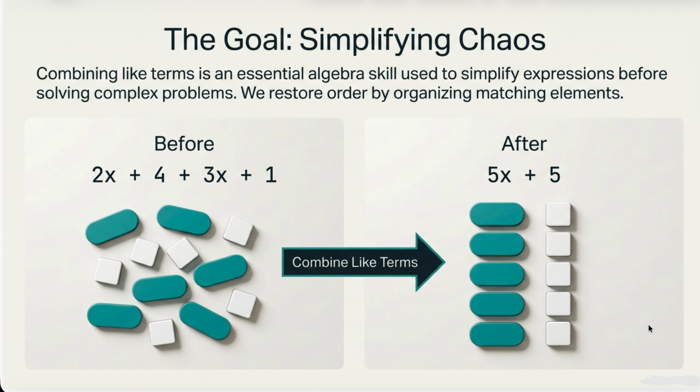The goal of combining like terms is to clean up the expression by grouping matching parts together, aka simplifying the chaos. So here, instead of leaving 2x plus 4 plus 3x plus 1 all spread out, we can combine the x terms together and the constants together. That gives us 5x plus 5.